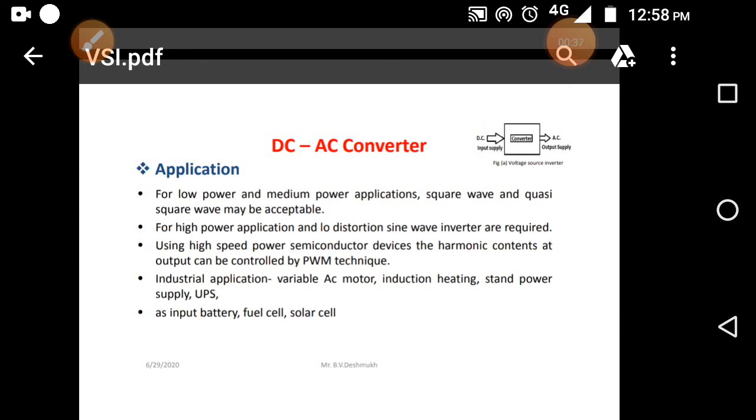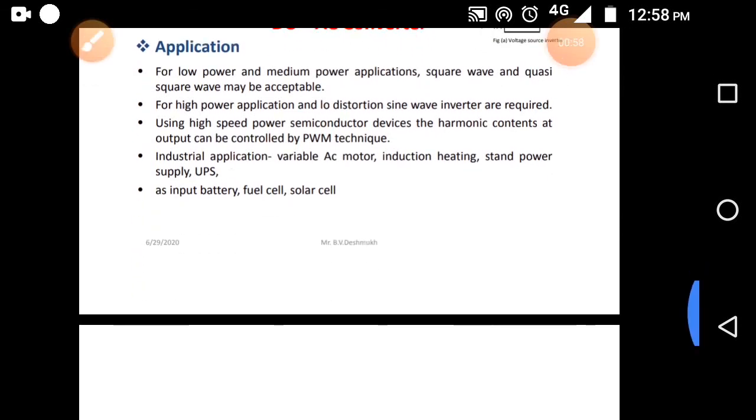Industrial applications of inverters: variable AC motor drives, induction heating, standby power supply, UPS, and as input, battery, fuel cell and solar cell are used in inverters. This battery, fuel cell and solar cells are used as an input supply in inverter circuits.